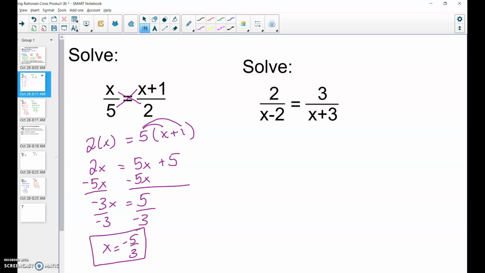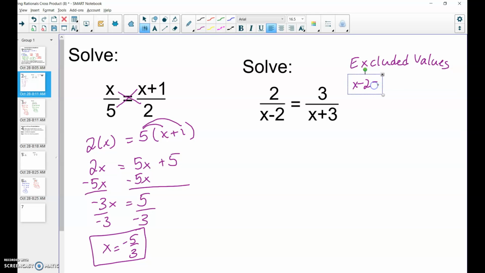If you're feeling confident, go ahead and pause this video and try the next one on your own. So the next one, we have 2 over x minus 2 equals 3 over x plus 3. Again, we only have one fraction on either side. I do have some excluded values. That's any factor that has an x in the denominator. So I have two of them. x minus 2 can't equal 0. So I have x minus 2 equals 0. Sorry, cannot equal 0. Then x plus 3 can't equal 0.